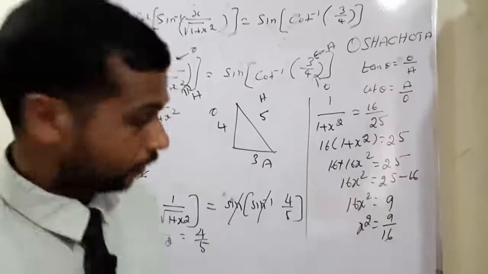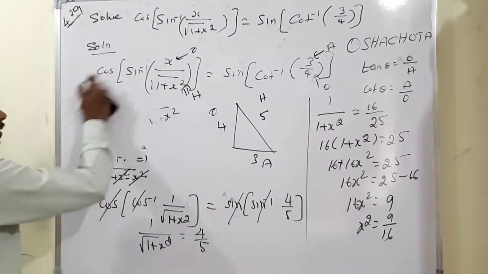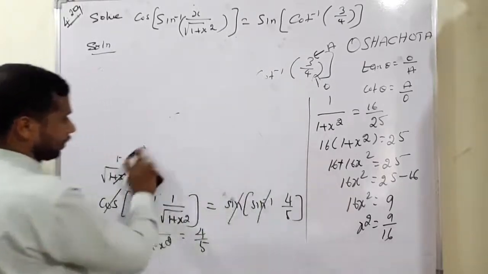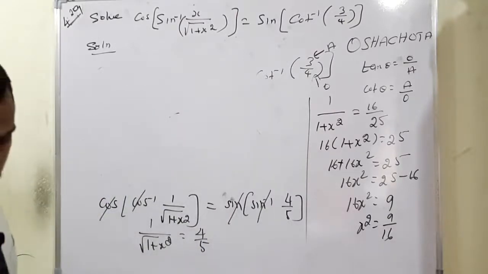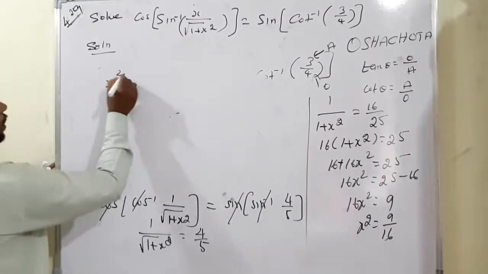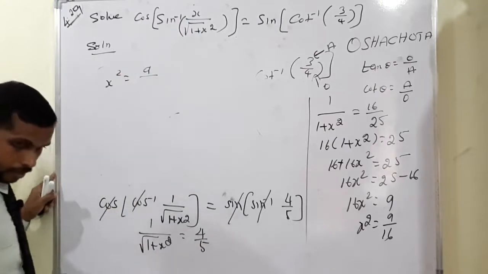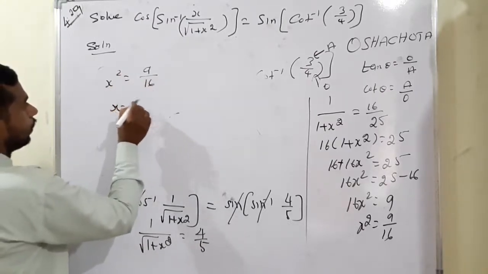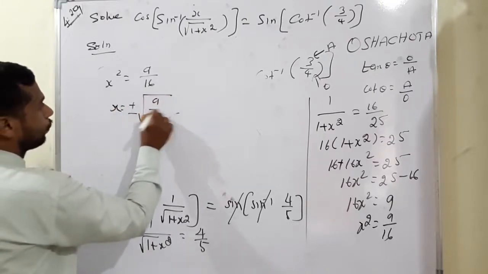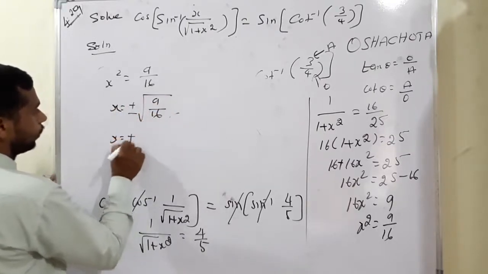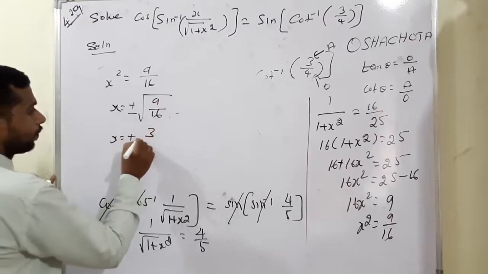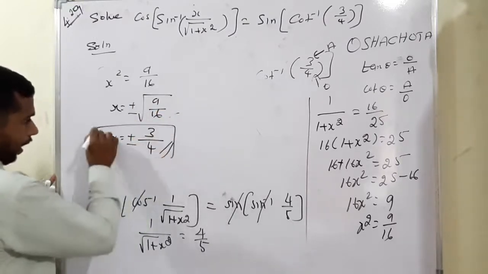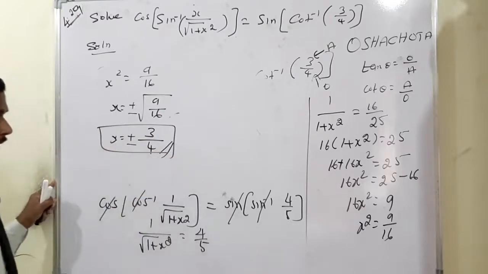So x² is equal to 9/16, which means x is equal to ± √(9/16). Therefore, x is equal to ± the square root of 9, which is 3, over the square root of 16, which is 4. Therefore, the answer is x = ± 3/4.